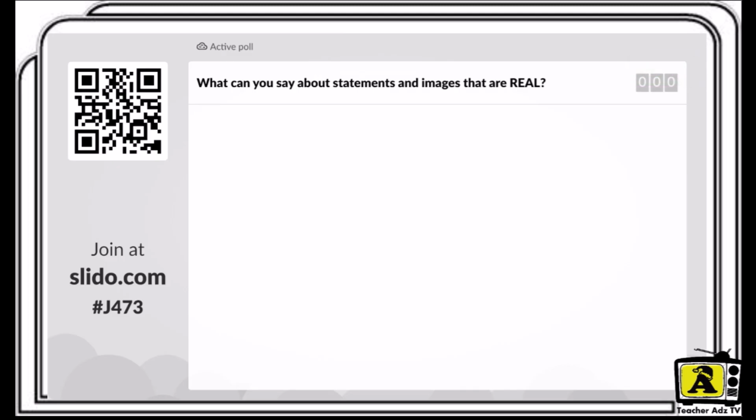Next, what can you say about statements and images that are real? Somebody said it happens. Somebody said it's true. Somebody said it is reality. So, if images and statements are real, then that means that they happen in real life. Okay? So, if it happens in real life, these are real statements and images.